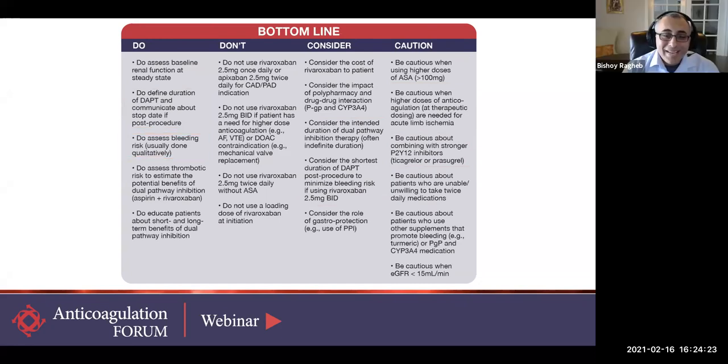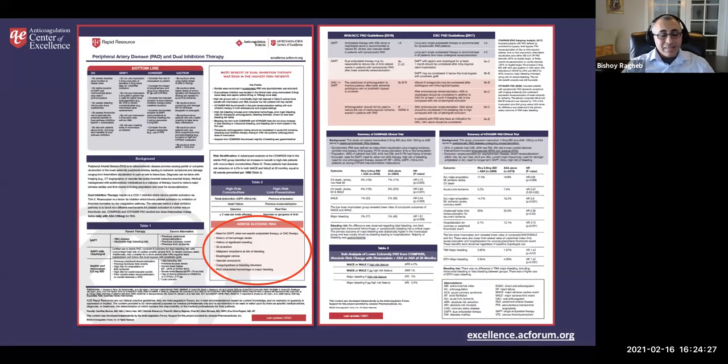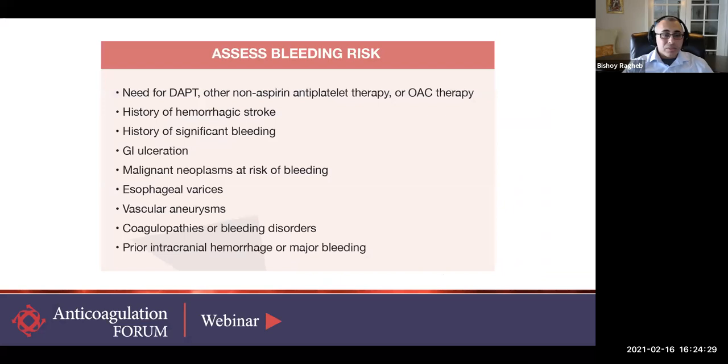I appreciate it, Marc. With regards to bleeding and assessing bleeding, the important thing here is to understand and recognize we don't have a formal risk scoring to quantify bleed risk in PAD patients. So what we've presented in the rapid resource in the assess bleed risk table are actually taken from the exclusion criteria from either one or both of the COMPASS and VOYAGER trials.